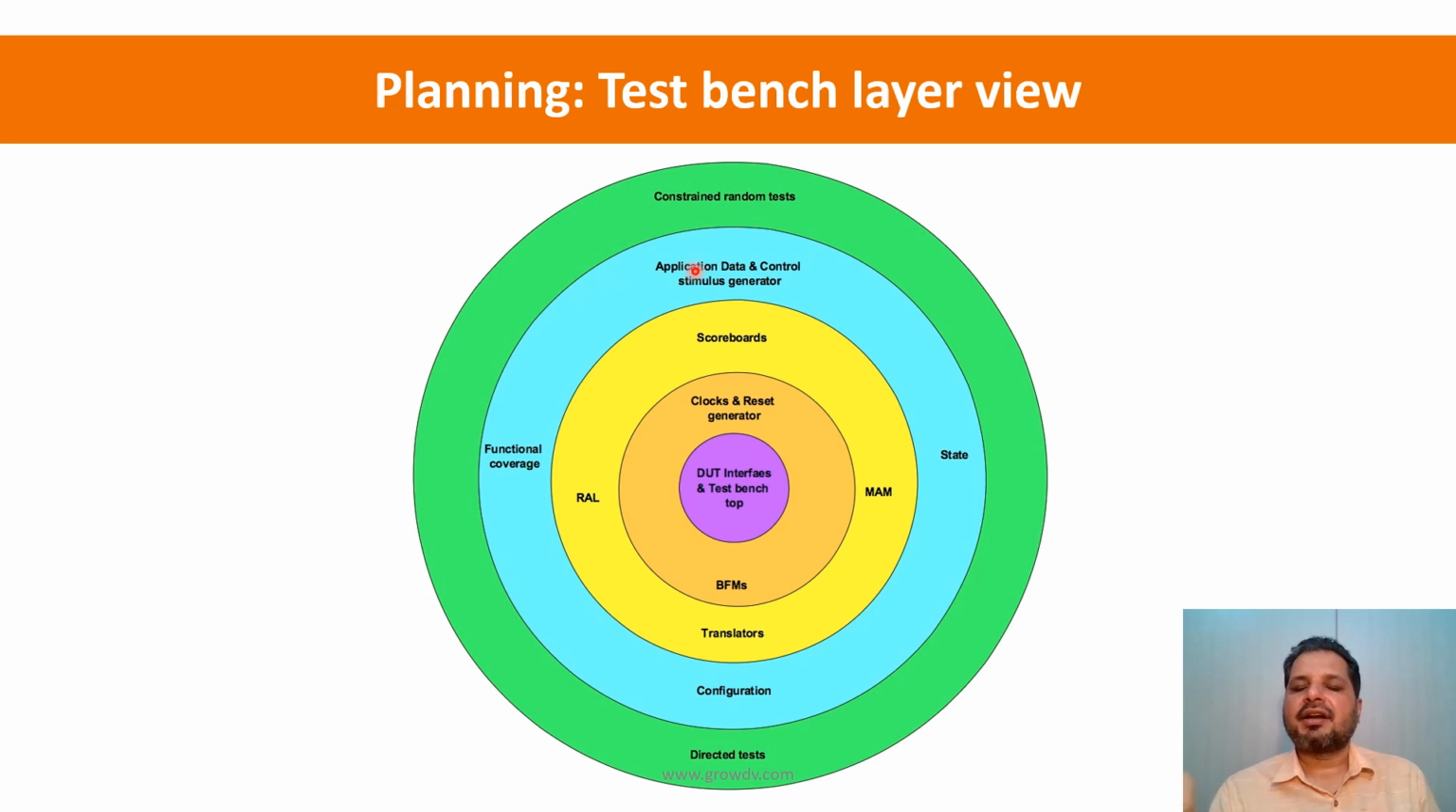Your stimulus generation layer is part of your fourth layer. So you are able to create the stimulus and you are able to control the high level stimulus. This stimulus, what we are talking about, is not a transaction level stimulus, but a much higher level stimulus that gets generated from the application.